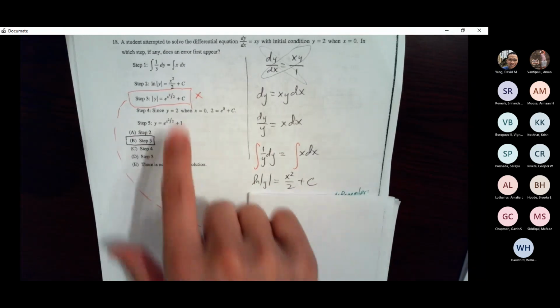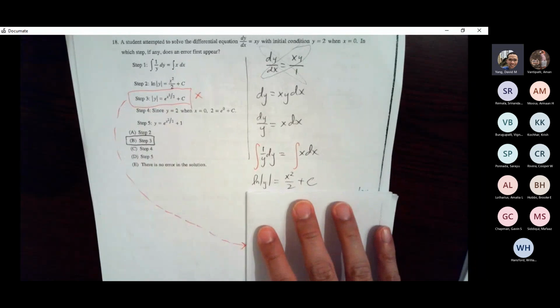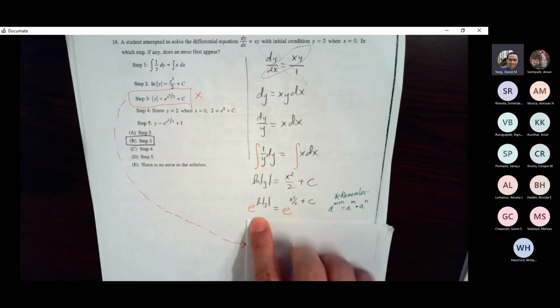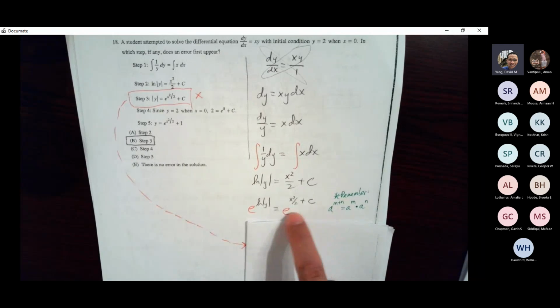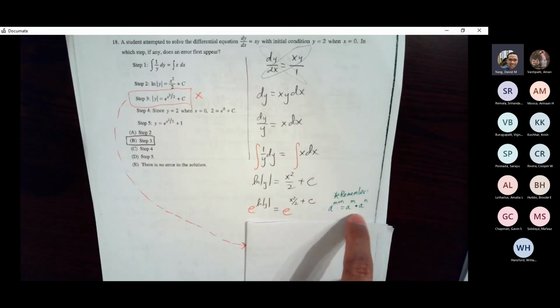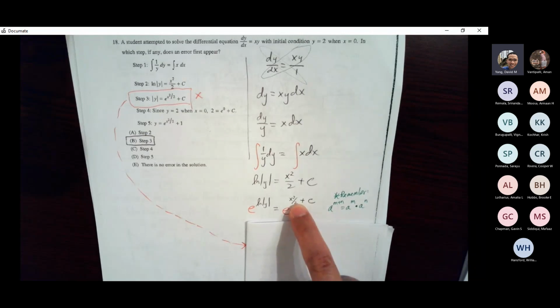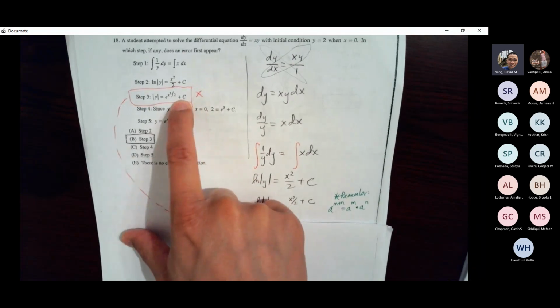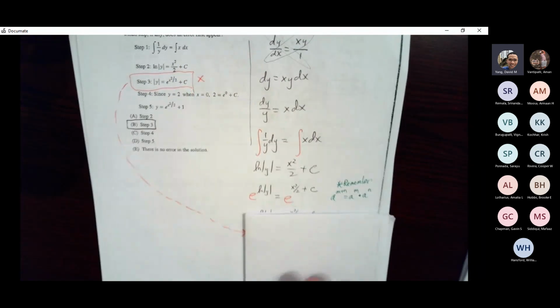So natural log of the absolute value of y equals x squared over 2 plus c. And the way we would go about solving for y, we can raise both sides with e as the base. But when we do that, we know that this plus c is sitting up in the exponent. If I want to resolve that positive sign in the exponent, I have to separate using multiplication, right? So e to the x squared over 2, not plus e to the c, but times e to the c. So that's where the mistake is showing up. It should be times e to the c.